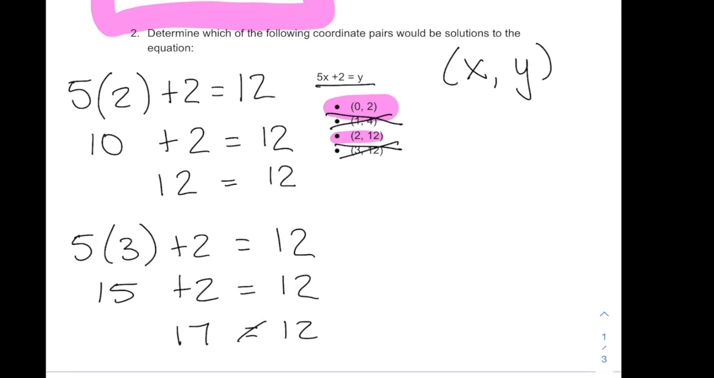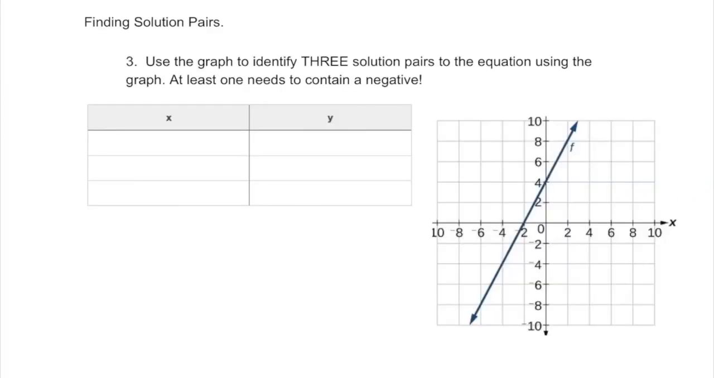So tomorrow, or today, when you're doing that activity, you need to make sure that you go through every single pair, because there's going to be more than one value that works. The final type of question you're going to see is when they give you a graph and ask you to use the graph to identify 3 solution pairs to the equation. And then it says at least one needs to contain a negative. So make sure that you're having one coordinate pair that includes a negative.